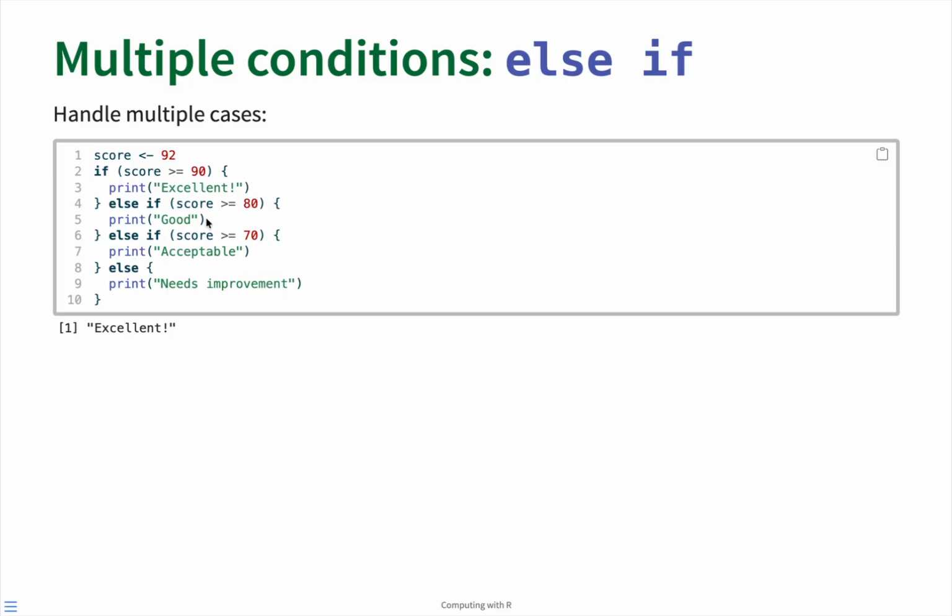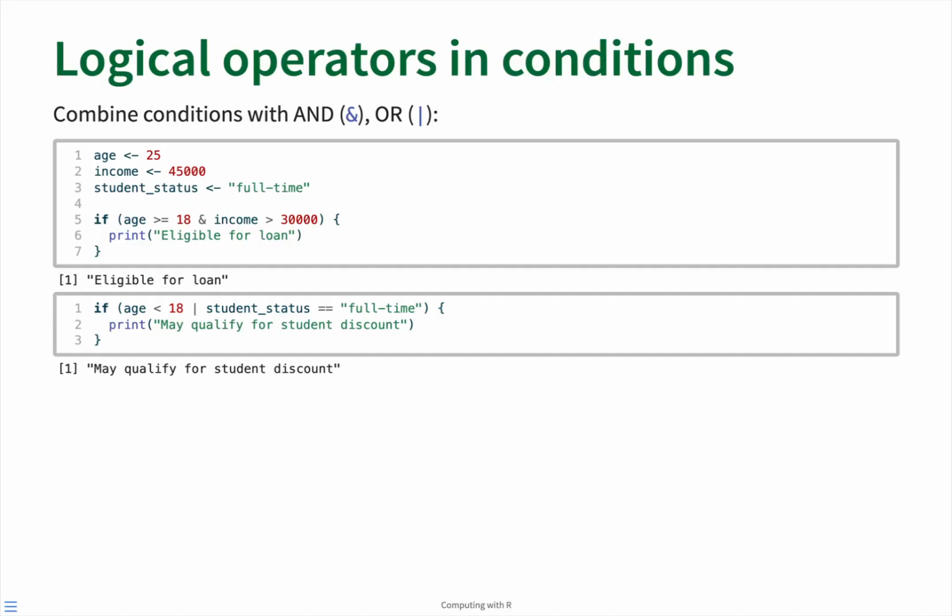If you only care about whether one of the conditions is true, then you can use the or operator, the vertical bar, like you see in this second example. In this case, we're looking to see: is age less than 18, or is student status equal to full-time? Well, we know that age is 25, so this first condition is actually false, but the student status is full-time. So the or operator goes, well, this is false, but this is true. Since at least one of them is true, the total expression is also true, and so we do run the code inside the if statement.